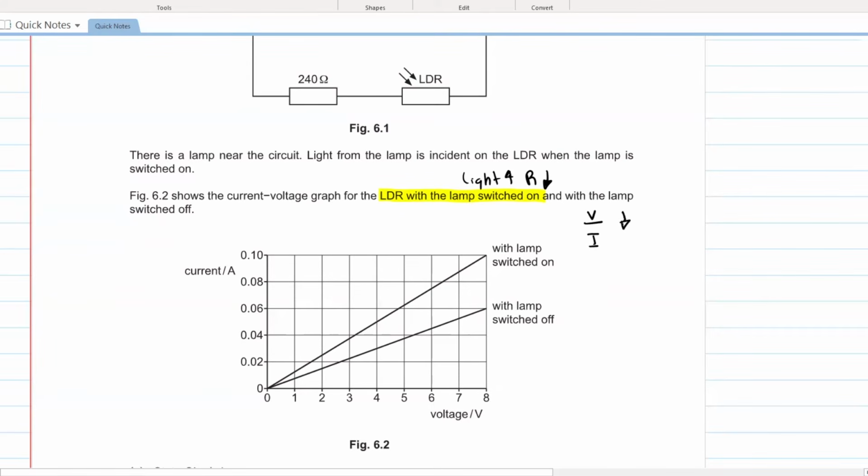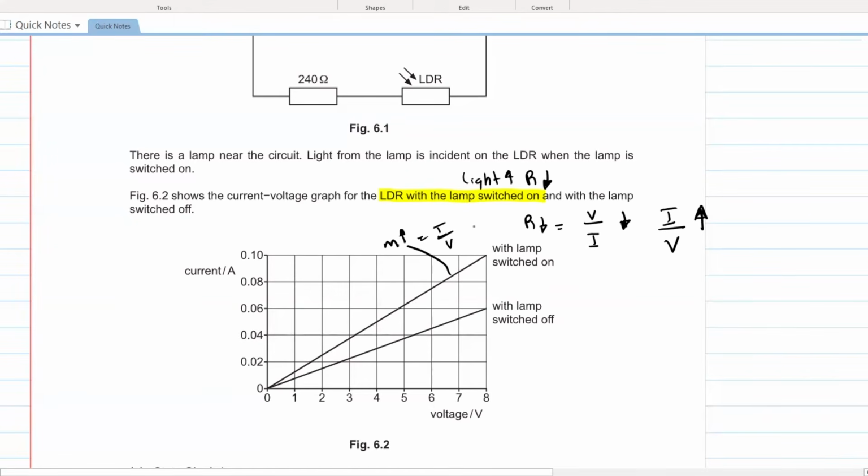The voltage over current ratio will decrease because resistance is less. What will happen to current versus voltage ratio? It will increase. Simple as that. So here you can see the gradient of this graph is greater when the lamp is switched on, because the gradient on this graph is equal to current versus voltage.